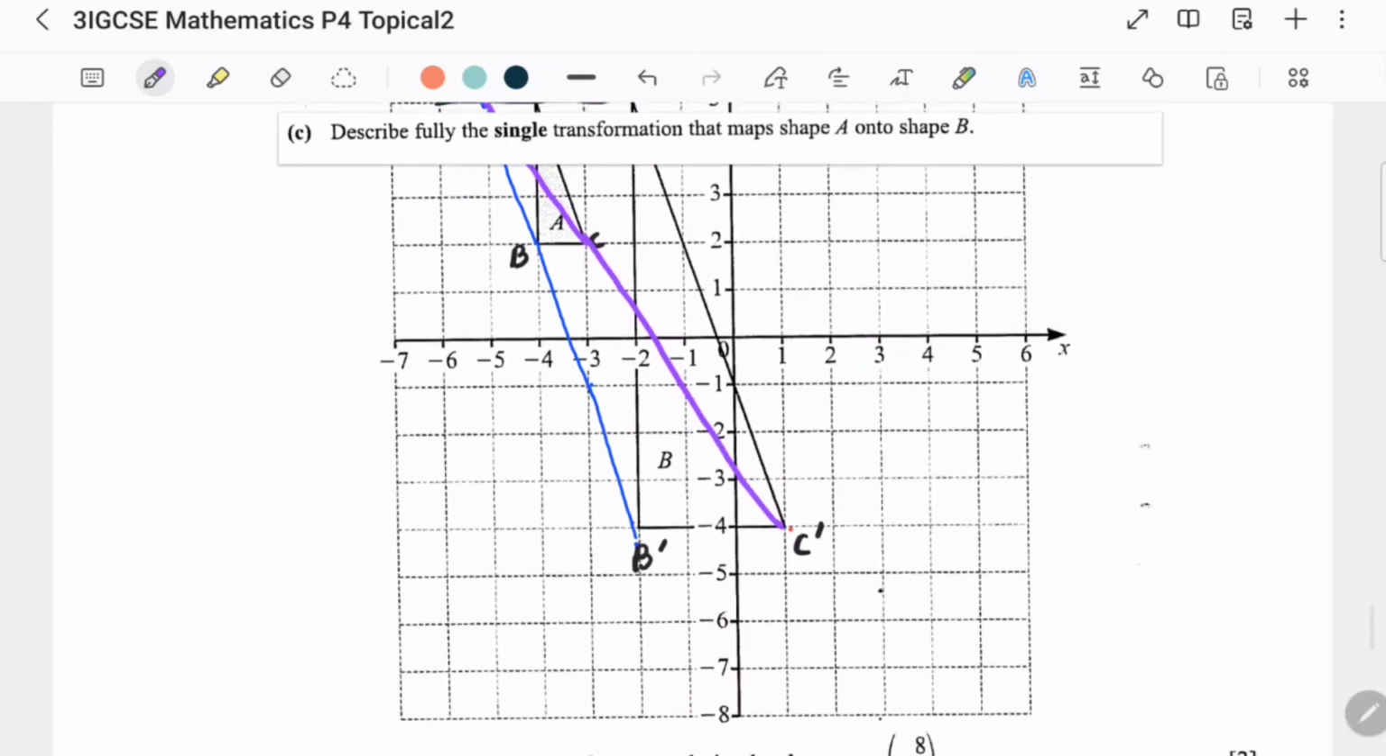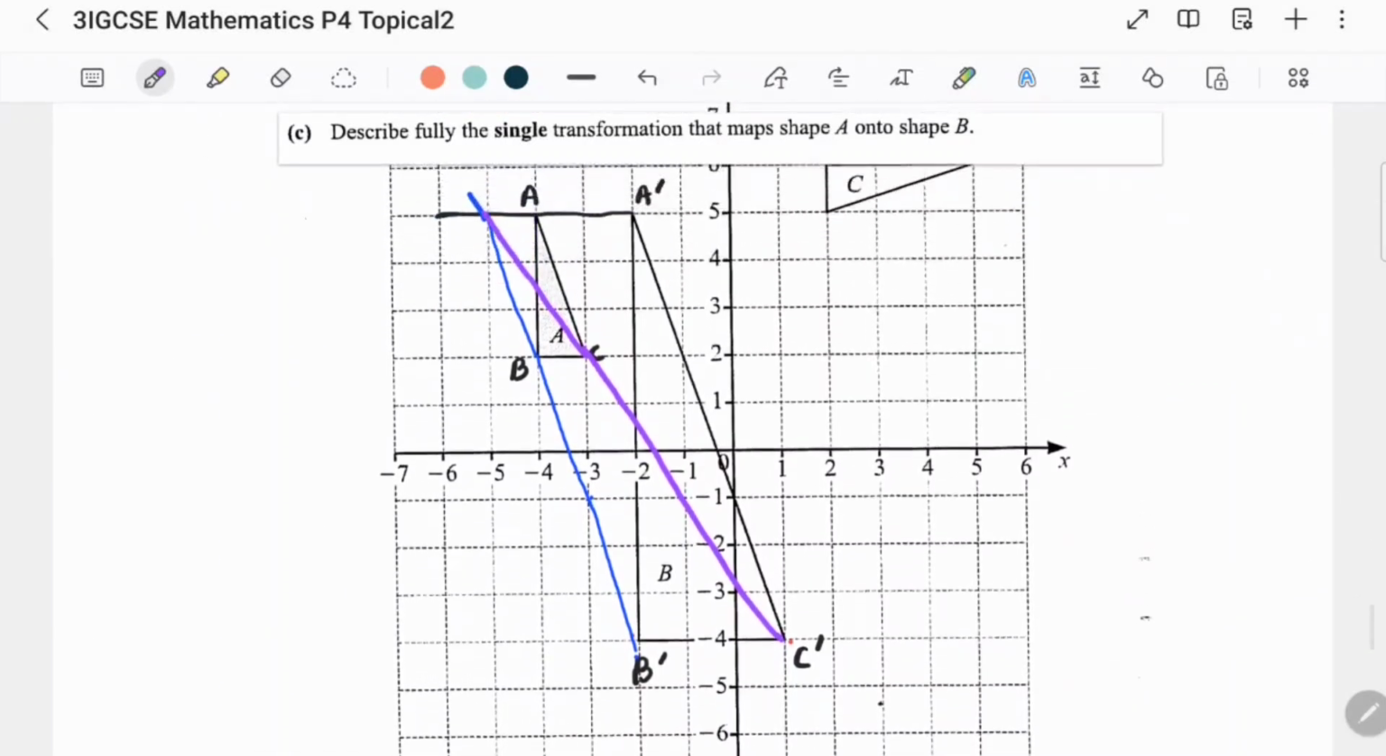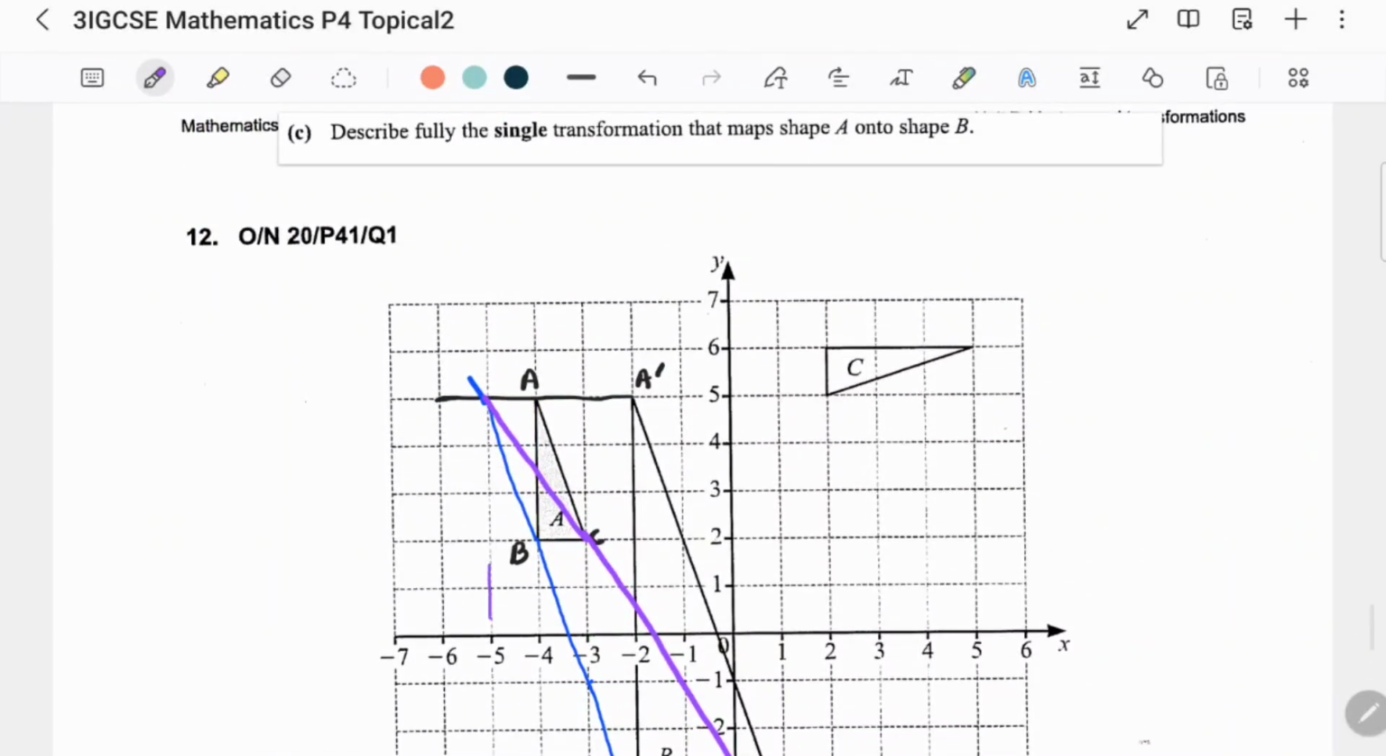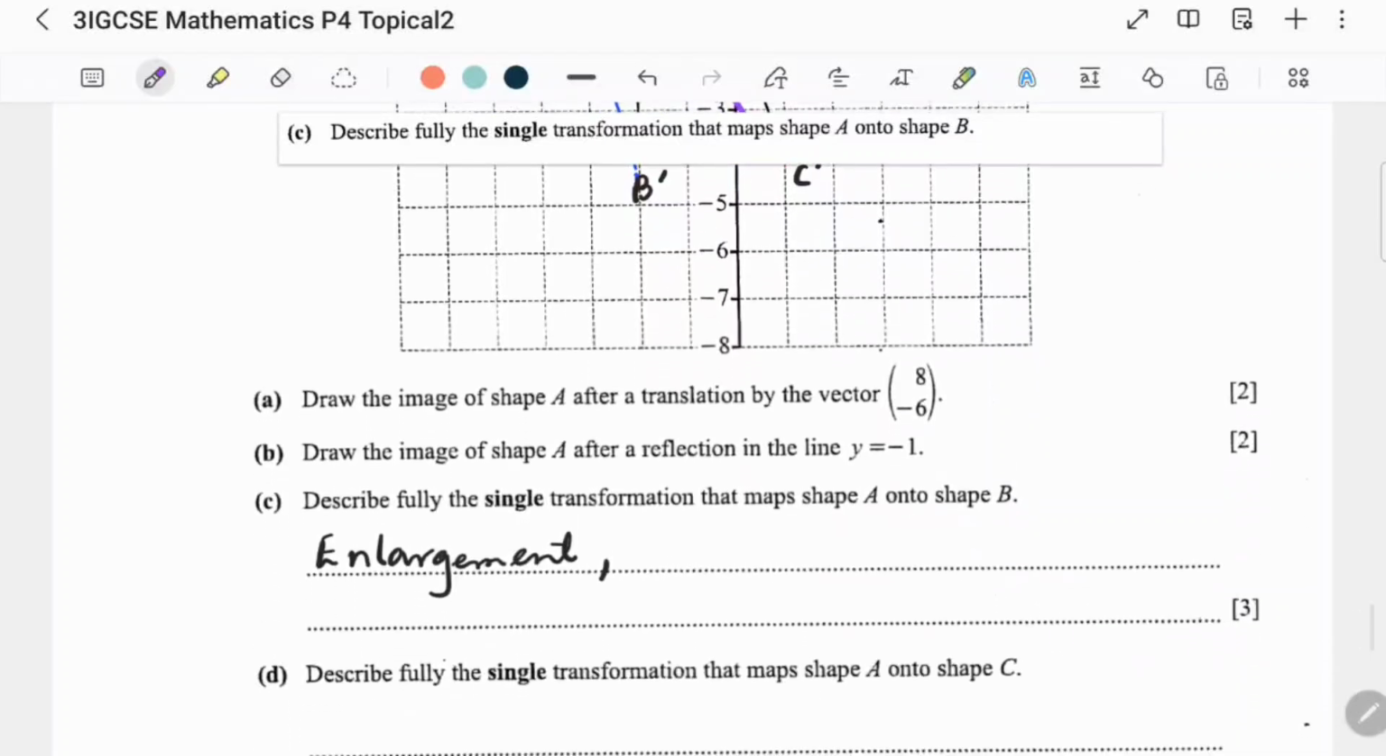Okay, so that point is minus 5 and 5. So the center is minus 5, 5. So write down the center of enlargement. The coordinate is minus 5, 5. Now we have to give the scale factor.